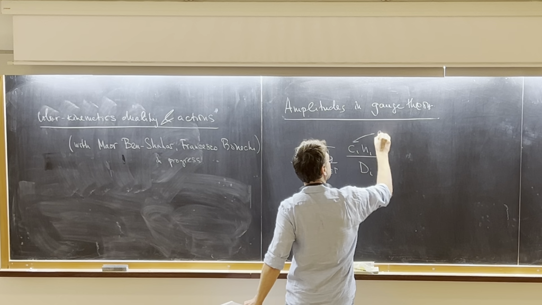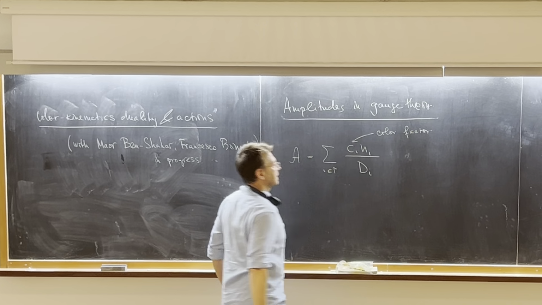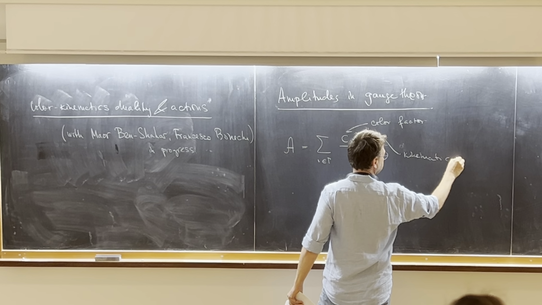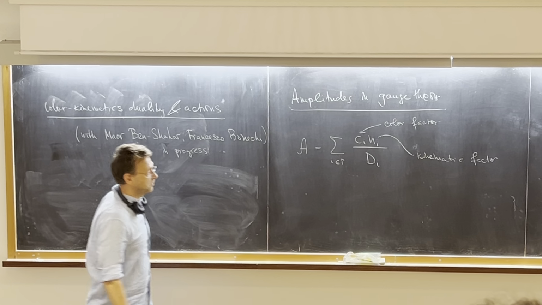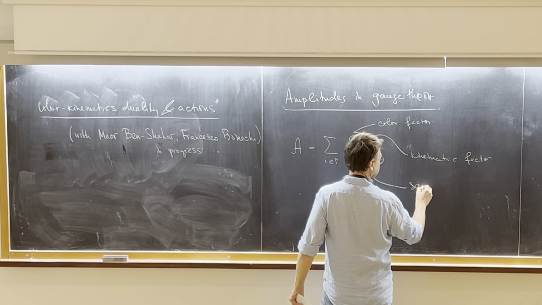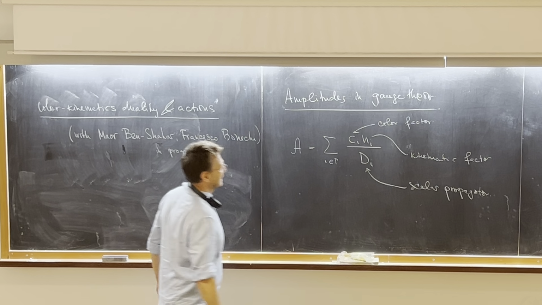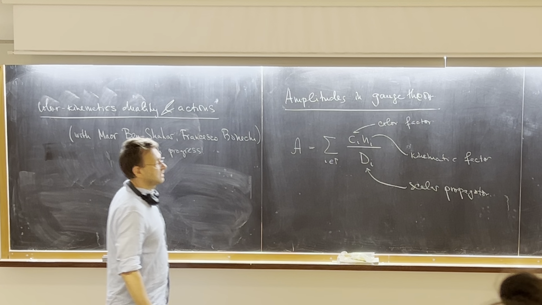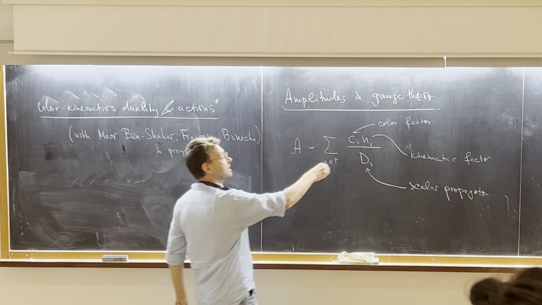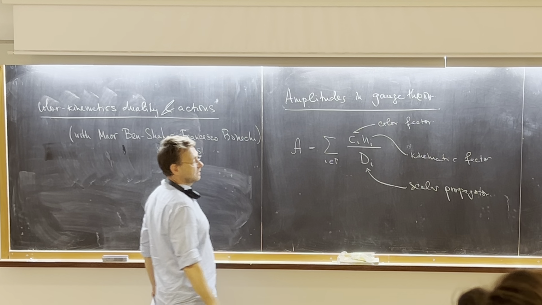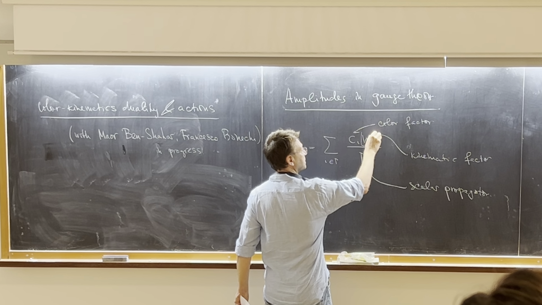You will have this factor, which is called the color factor. Then you will have some kinematic factor, which is composed from momenta. And then downstairs you will have some momenta, which roughly speaking looks like a scalar propagator. Now this is very generic. Whatever gauge theory you take, you can always decompose. There will be color factors, which I will give you an example of in a moment, these kinematic factors, which can be very complicated, and then these scalar propagators. And basically color-kinematics is about the properties of these factors.